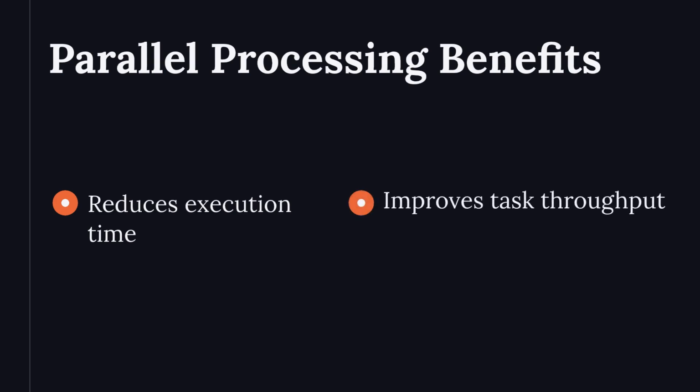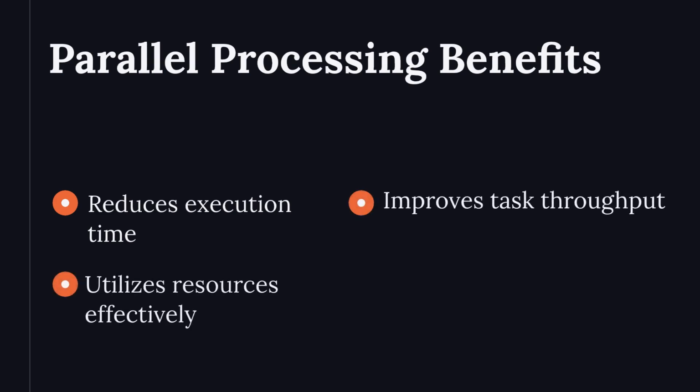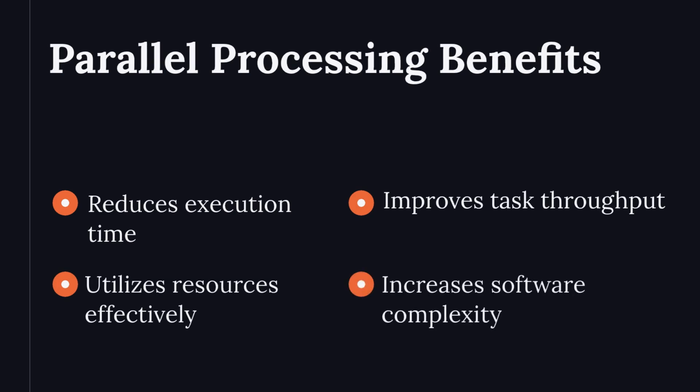Parallel processing reduces execution time. It improves throughput by handling multiple tasks simultaneously. Hardware resources are utilized effectively. However, software design complexity increases. Not all tasks benefit equally from parallel processing.